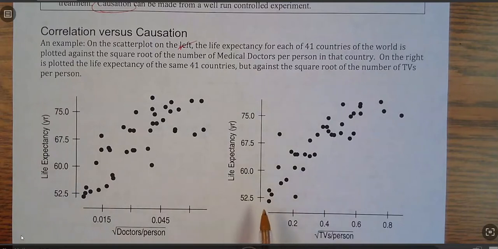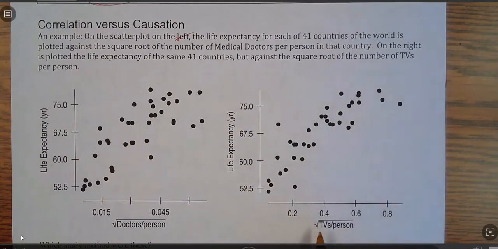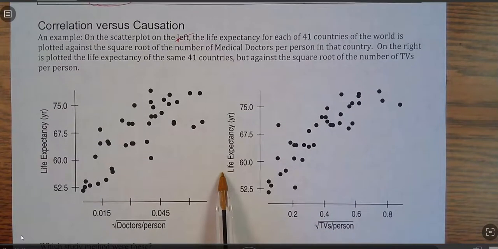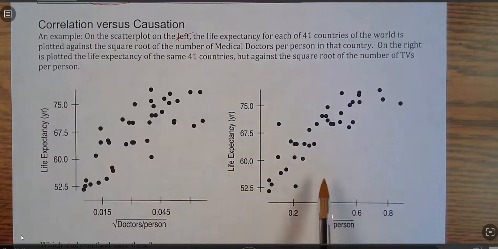Just to really hit that point home, here's the square root of the number of TVs per person compared to life expectancy. This graph says if you want to live longer, buy more TVs. If you have more TVs in your household, get more. The whole country just needs to buy more TVs and will live longer. Well, obviously that's not true.